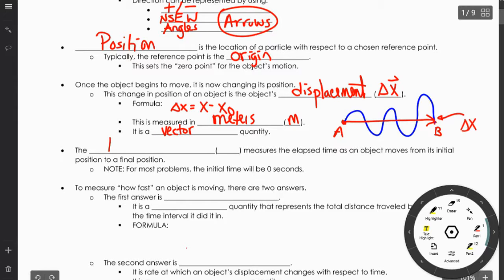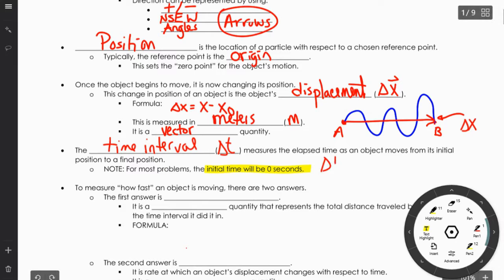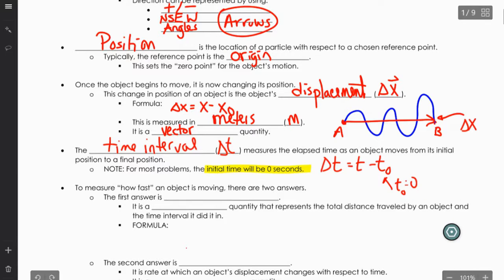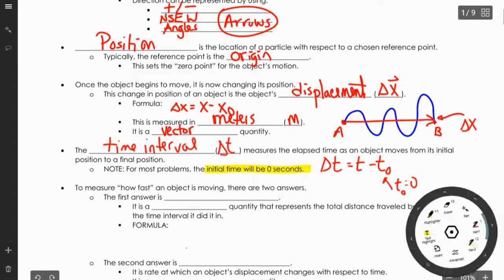The time interval measures elapsed time as an object moves from its initial position to a final position. For the most part, the initial time will be 0. Just like that delta terminology, it is final minus initial, but in most problems, that t0 will simply be 0, which means whatever time you're given is the time that you're going to use in the problem.